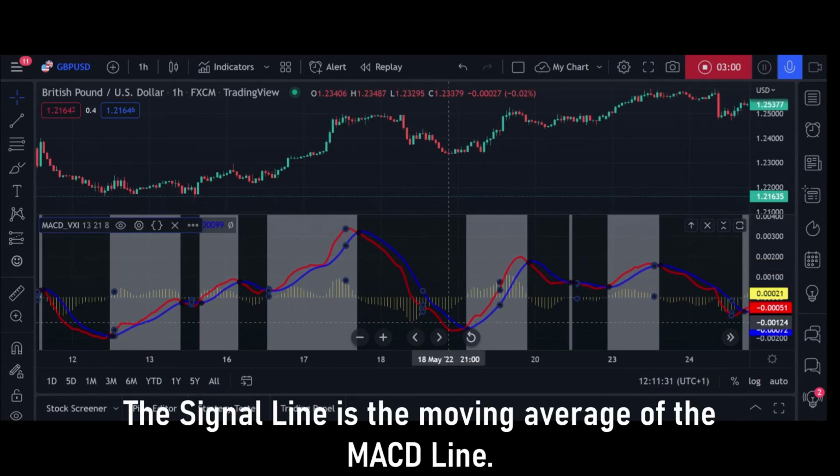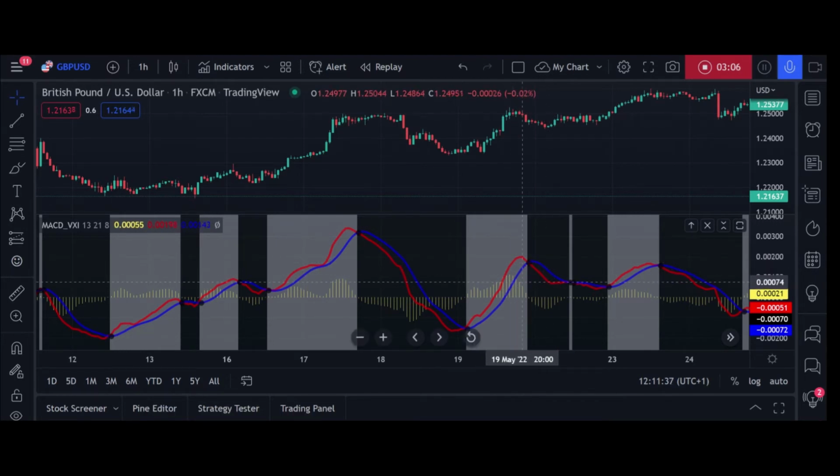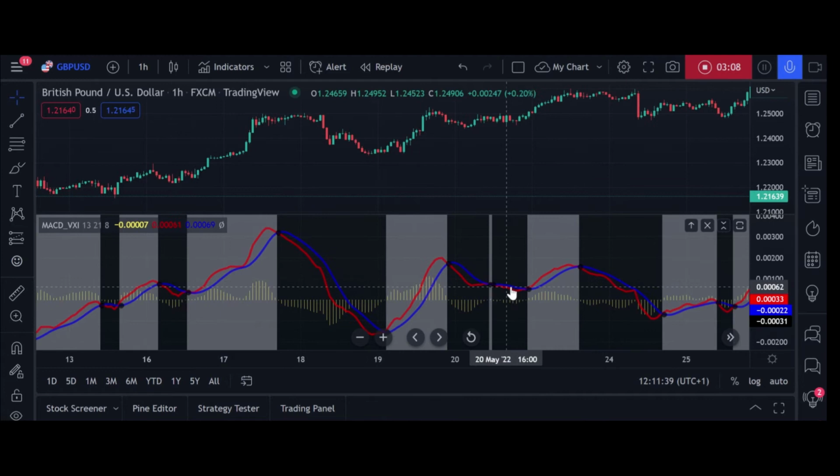The signal line is the moving average of the MACD line. When looking at the indicator, the signal line is considered the slower moving average. The slower moving average plots the average of the previous MACD line. Once again, from our example above, this would be an 8-period moving average.